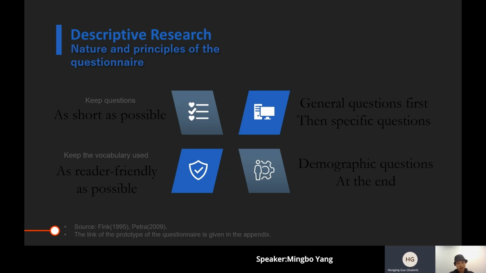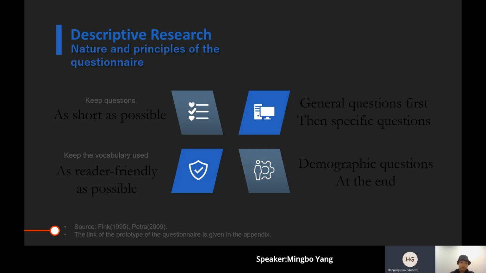According to the research done by Fink and Petra in 2009, principles are regarded as the basis of designing the questions, especially for brief questionnaires that require less than 10 minutes to answer. So the first point: keep questions as short as possible. The second point: keep the vocabulary as clear and reader-friendly as possible to let the respondent answer with ease, without feeling uneducated or stupid, which could elicit socially desirable answers and other answers like 'I'm not sure'.